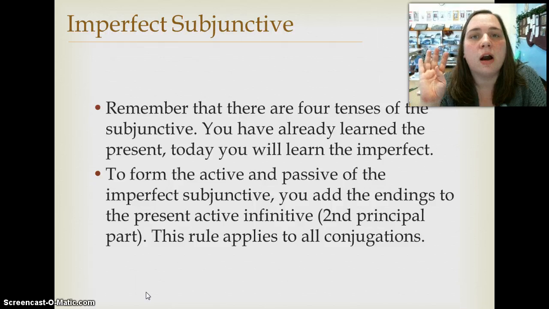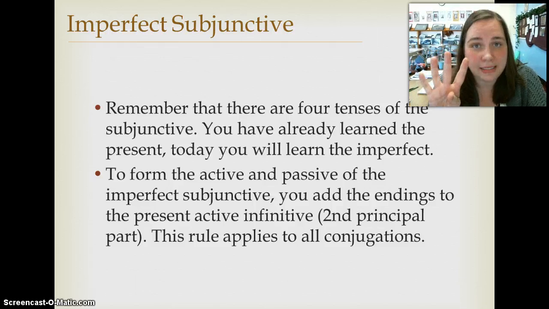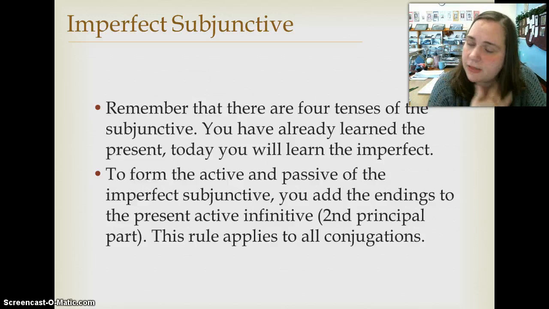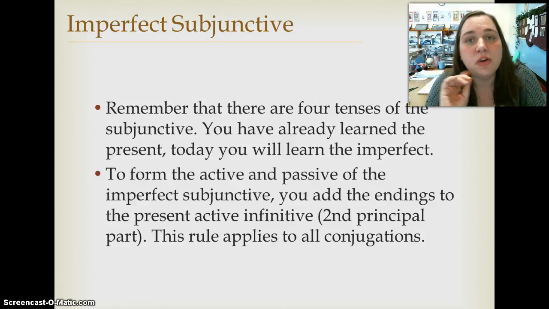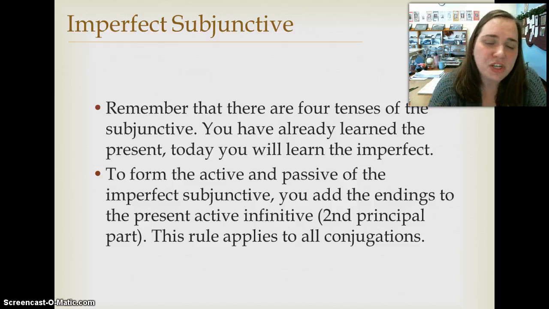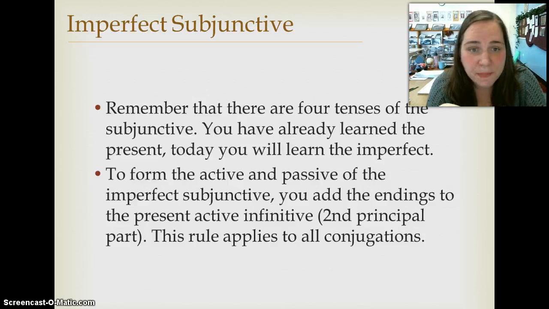So there are four tenses of the subjunctive, right? There's no future subjunctive or future perfect subjunctive. So there's just the four tenses. You've already learned one, the present, last chapter. This chapter you're going to learn the imperfect. So you'll have two tenses of the subjunctive that you can do.